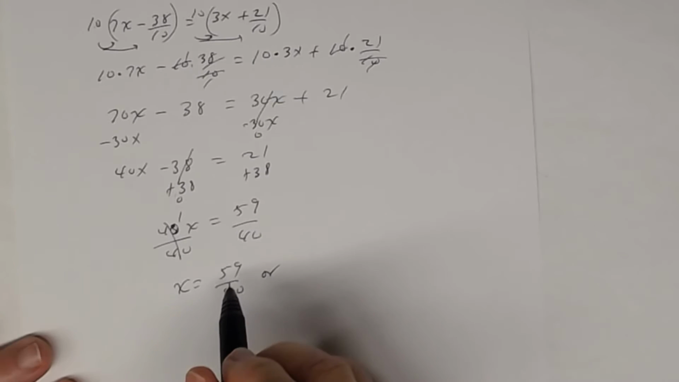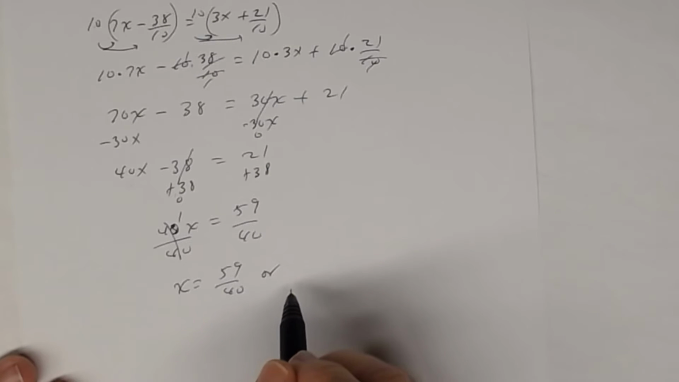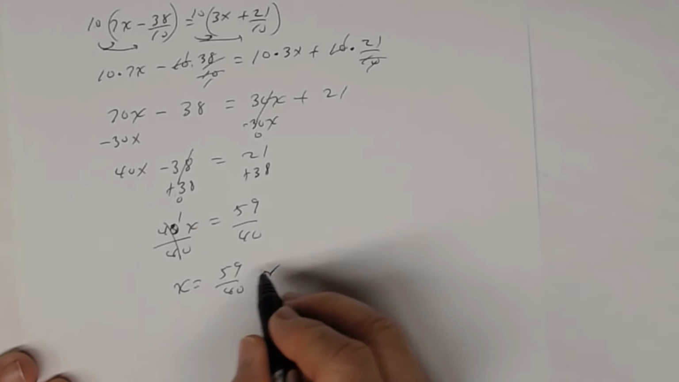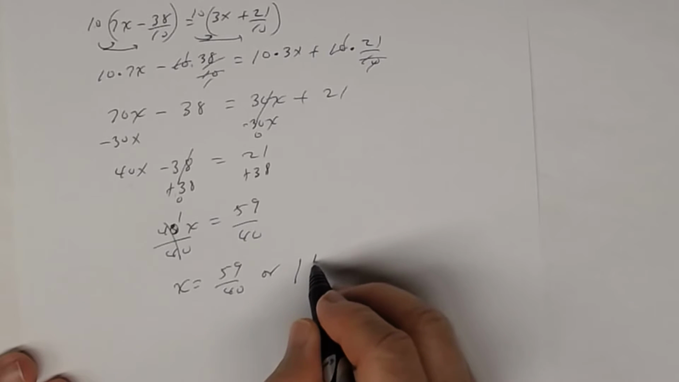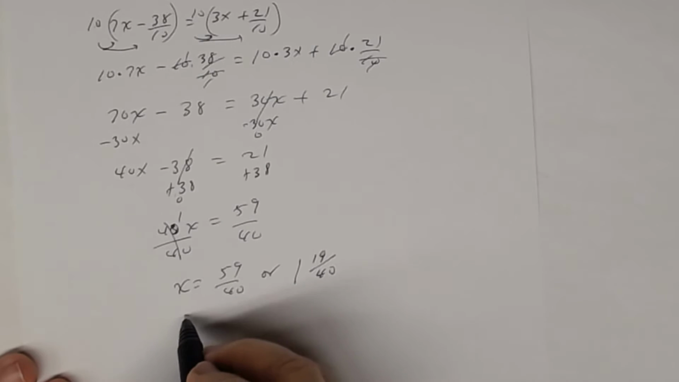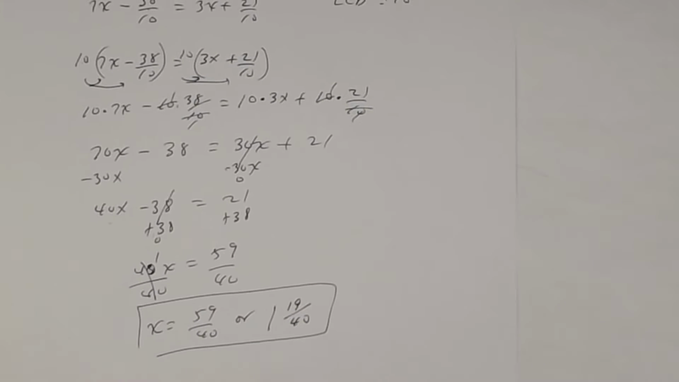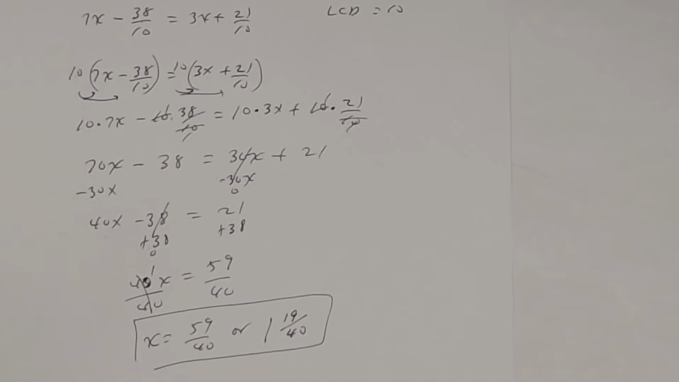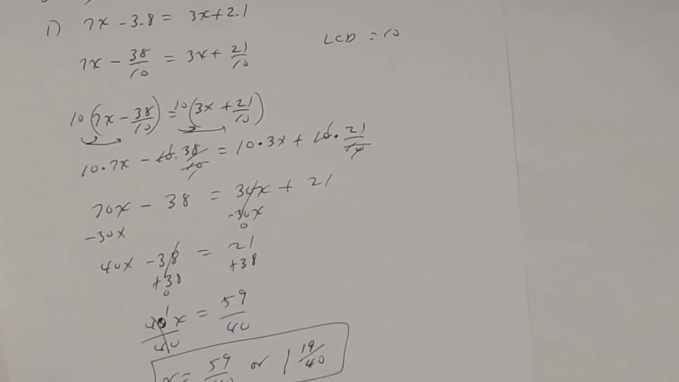Now it's not reducible, but I can write it as a mixed number if I want to. So 40 goes into 59 one time with a remainder of 19. Let's get 1 and 19/40ths. All right, so that's number one. So it's not a difficult process, very easy to deal with. So let's get number two.